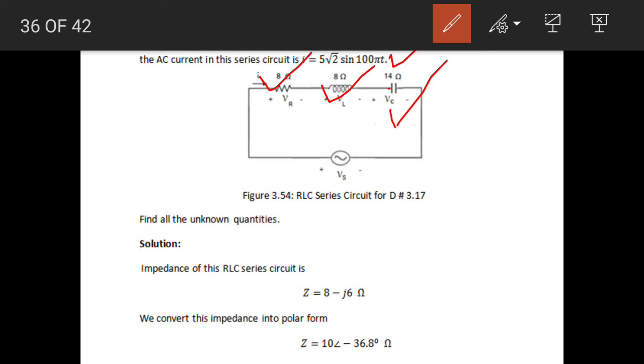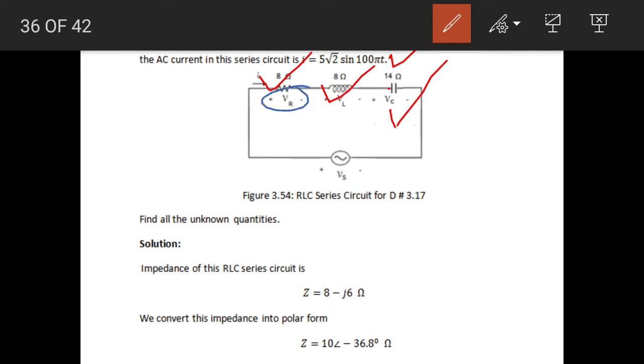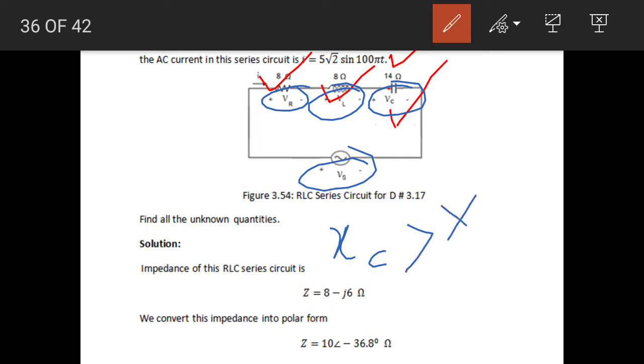So we are going to find out the voltage across the resistor, the voltage across the capacitor, the voltage across the inductor, and the voltage across the source. We will calculate PR, PL, and PC as well. So, as the capacitive reactance is greater than the inductive reactance, theta will be negative, and the entire circuit will behave like a capacitive circuit.